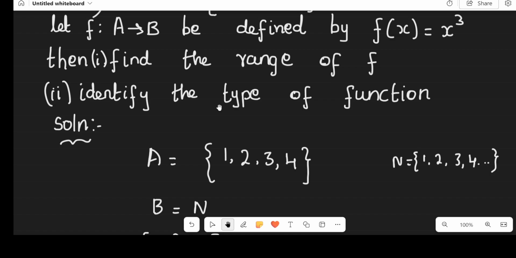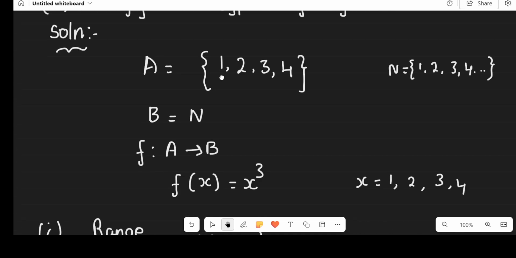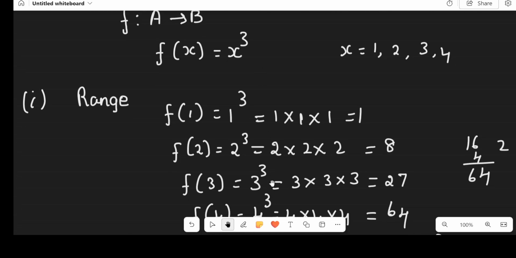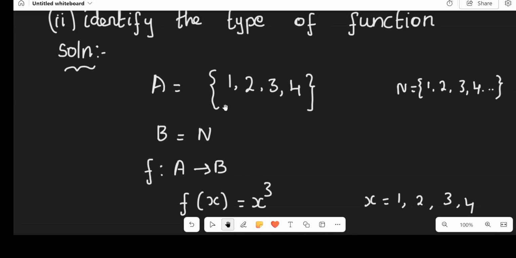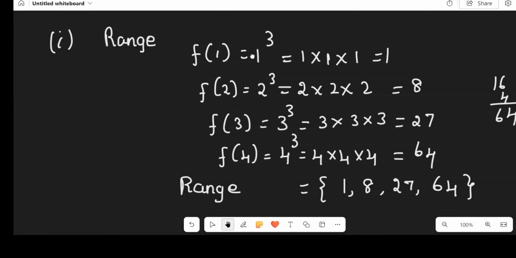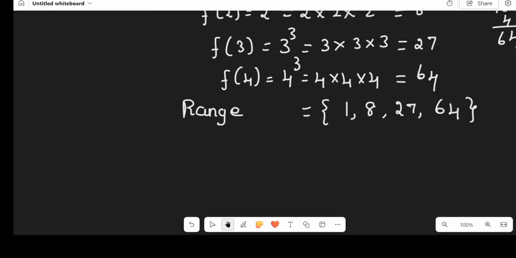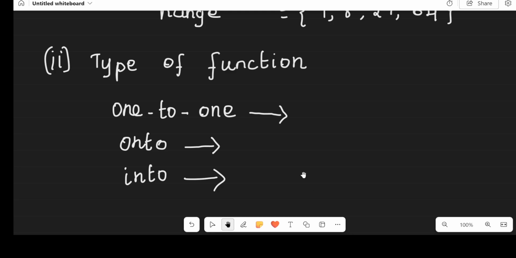We have to check out the type of the function. For that, if you draw the arrow diagram, you'll be able to find out the type of the function. For the second question, we need to find out the type of function, right? What are the types of the function? One-to-one function, onto function, into function.